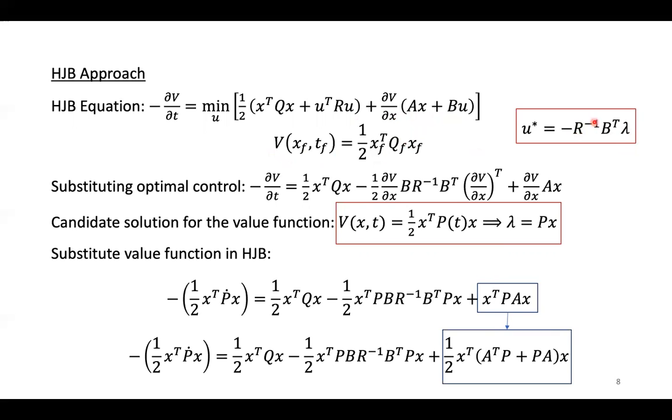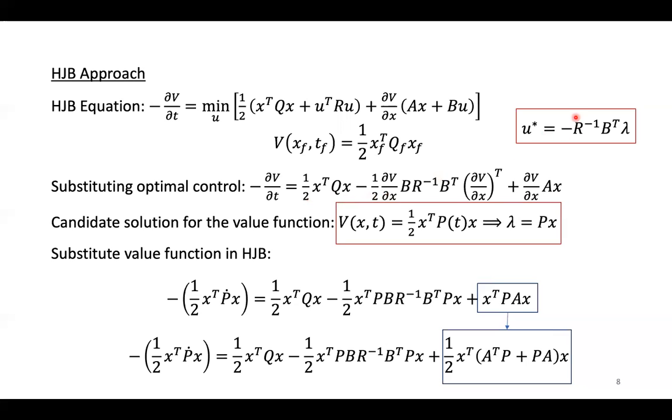And again, here you might want to replace lambda with the partial of V with regards to X. Once you do that, you can plug in this control in the Hamilton-Jacobi-Bellman equation. And if you do that, with a little bit of algebra, multiplying U transpose in this form with RU and rewriting the equation, you would get minus of partial of V with regards to time is equal to half X transpose QX minus half partial of V with regards to X, B, R inverse B transpose, and partial of V with regards to X transpose, plus partial of V with regards to X times AX.